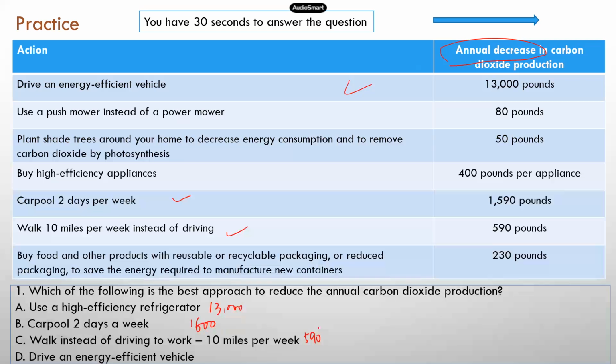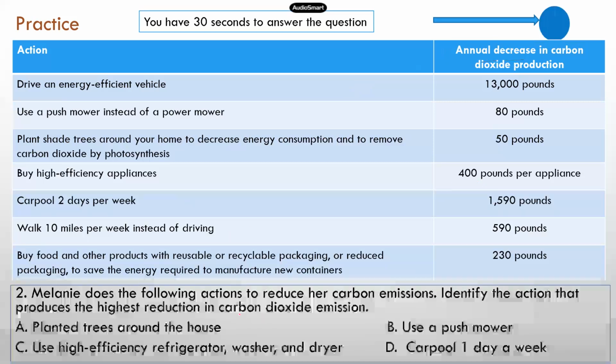Oh, I'm sorry, buy a high efficiency appliance over here. Somehow I thought that was about the car, looking at the wrong row. So that's going to be over here, right? 400 pounds per appliance. So you have just one refrigerator over here, so that's going to be 400. And then the last one, driving an energy efficient vehicle, that's 13,000 pounds. So D has the highest number in reduction, right? So D is the correct answer. Okay, next question.